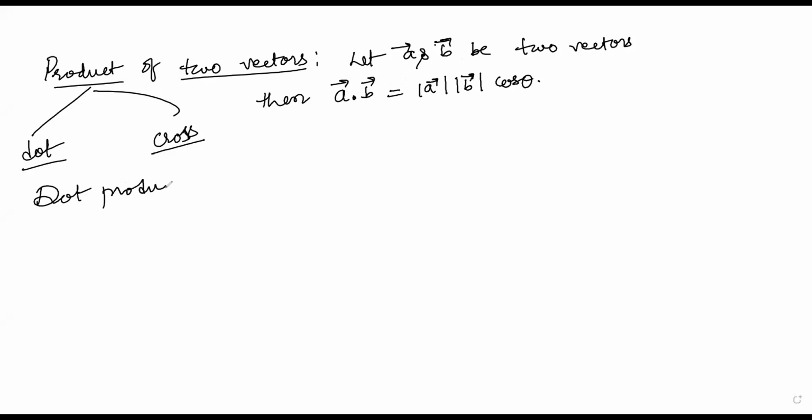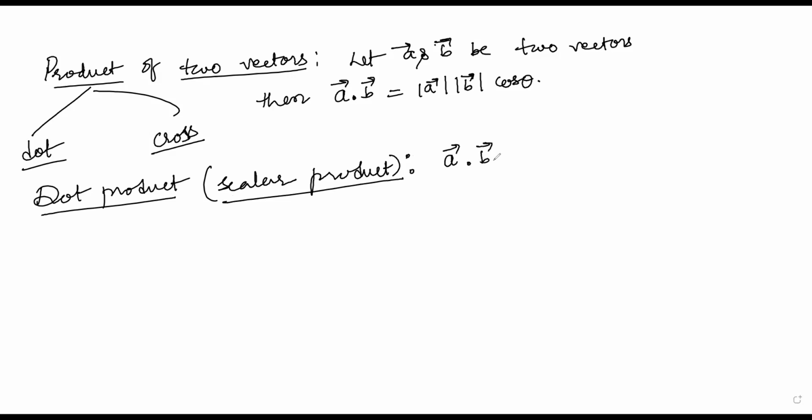Another way you can say dot product is scalar product. Why scalar product? Because A and B are two vectors, and A dot B is defined as mod A mod B cos theta. This is scalar, this is scalar, this is scalar. That is the reason this product becomes a scalar, therefore this is called scalar product, or you can say dot product, because if you do A dot B, you will get a scalar.